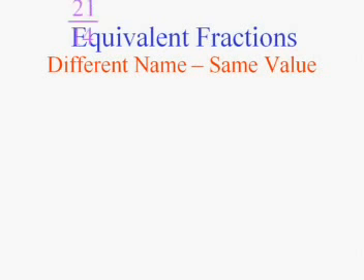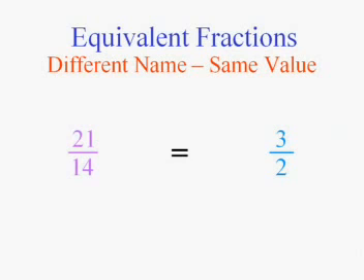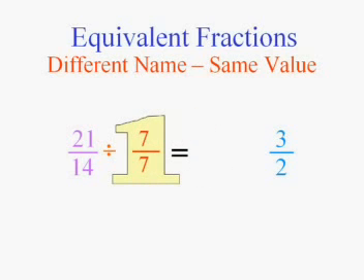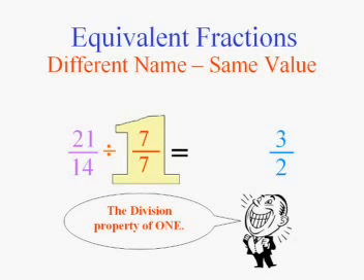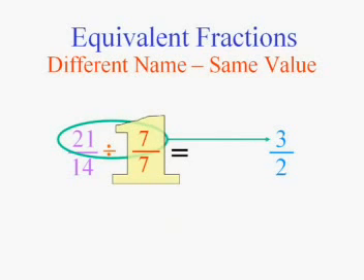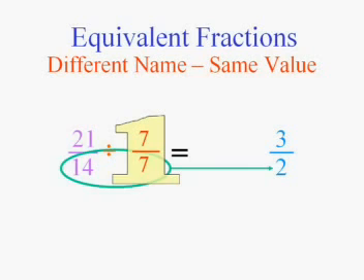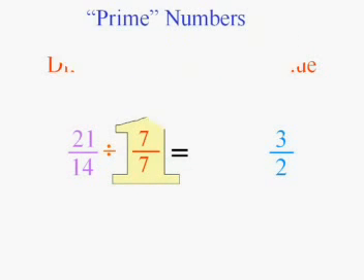Let's look at another example. 21/14 and 3/2 are really equivalent fractions. They're the same value with a different name. You know what happened? I divided by 1 in the form of 7/7. That's the division property of 1. You can divide by 1 anytime you want without changing it. Got to divide the top by the same thing you divide the bottom by. Got the idea?